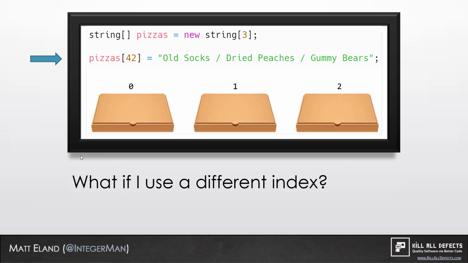What if I try to do something weird? What if I try to set something beyond the size of my array? So here I have a string array with 3 elements, and I'm trying to set the 42nd index in this array to old socks, dried peaches, and gummy bears. I don't know who would order this pizza, but let's say somebody wanted to. Stop for a moment and think about what happens. Either this array is going to grow, or something bad is going to happen.